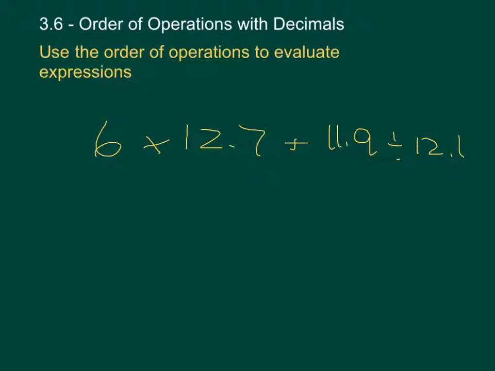Like, for example, I might go 6 times 12.7 first, where somebody might first start with the adding and go 12.7 added to 11.9, in which case we'd get different answers if we took different steps. So the order of operations just gives everybody a common way and a common order that you need to solve equations with multiple steps in.